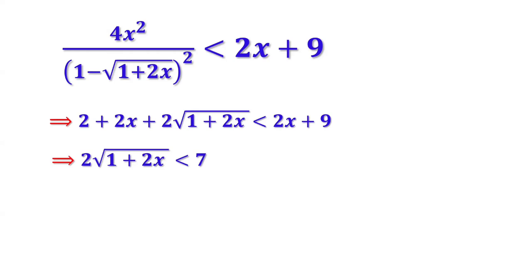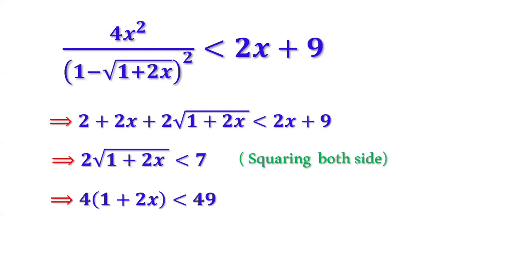Now to simplify further, we take squaring both sides. We get here 4 times (1 plus 2x) less than 49. And then the simplification will give you x less than 45 over 8.